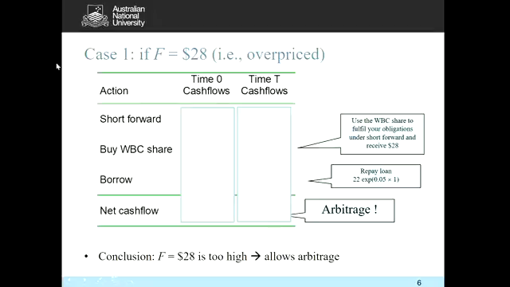So although we know this $28 price is too high, we're not going to tell the other party. What we would say is, I'm very happy to enter into this forward contract with you, and I want to go short. I'm happy to sell you one Westpac share in 1 year from today at this beautiful price of $28. So we enter into the forward contract.